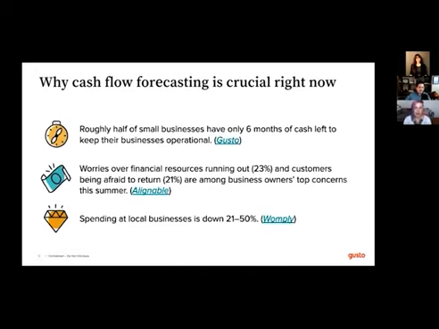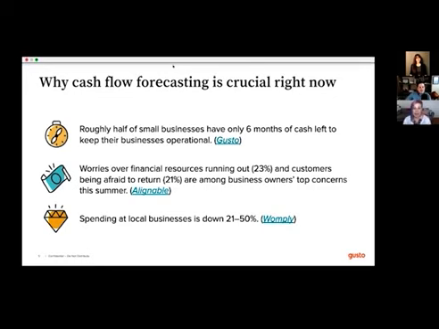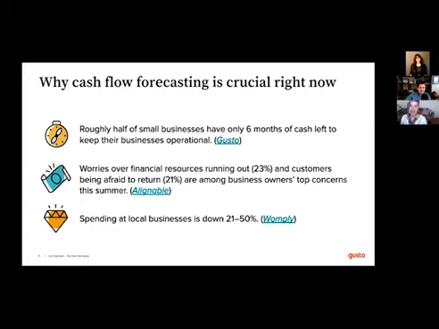So why is cash flow forecasting so crucial right now? Well, roughly half of small businesses only have 6 months of cash flow left to keep their businesses operational, right? And as we've seen in the COVID-19 pandemic, we have officially hit 6 months into this. So this is the point where people are starting to really feel the cash flow crunch. And so this model can help you predict when you're going to run out of cash, first of all, but also when you're going to need additional assistance and how that additional assistance will help your cash flow.